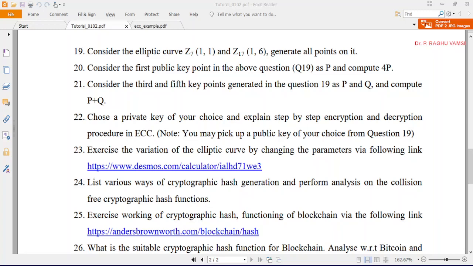Zp means the prime number over which the elliptic curve finite field is defined. A comma b are the parameters that you use in the elliptic curve equation. Now, how to solve this? That is, how to generate points on this elliptic curve. We'll see a small example. In the lecture also, I have given you one method of solving things. Now I will give you another method, and whichever you feel is easier, you may go through.